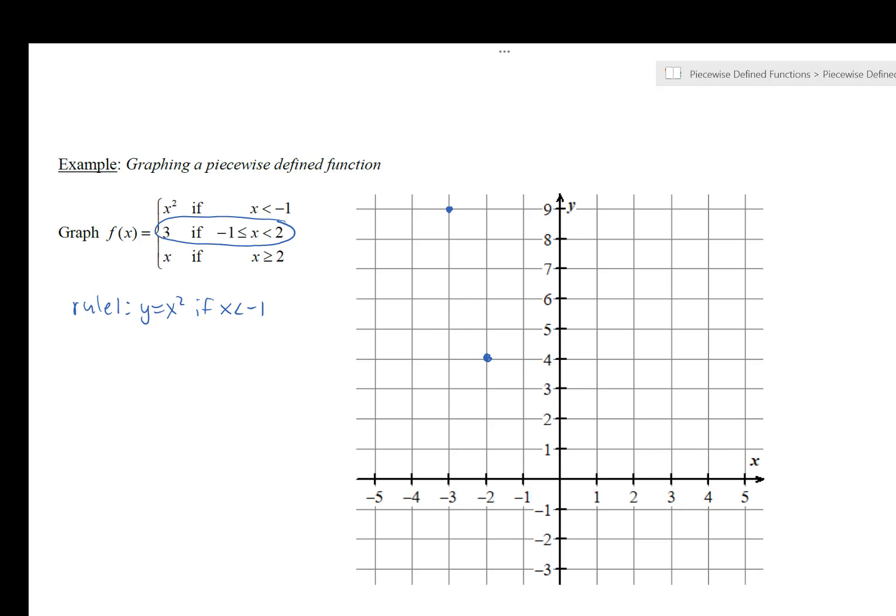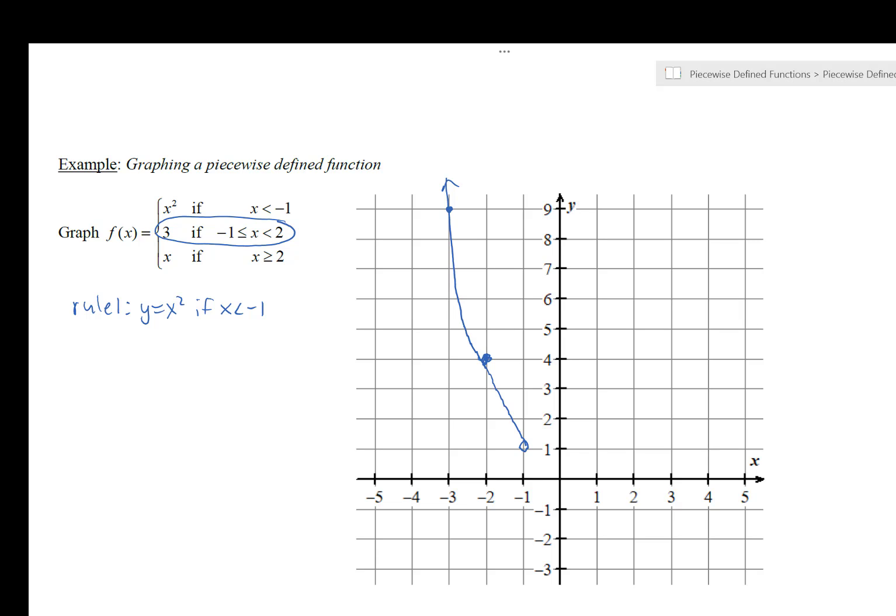So it's going to behave like x squared all the way to negative 1. So we're going to keep going down, down, down, until we get to negative 1, but it actually doesn't have a value there for this rule. So we draw a little circle to indicate that. It's not defined to be this rule at negative 1.